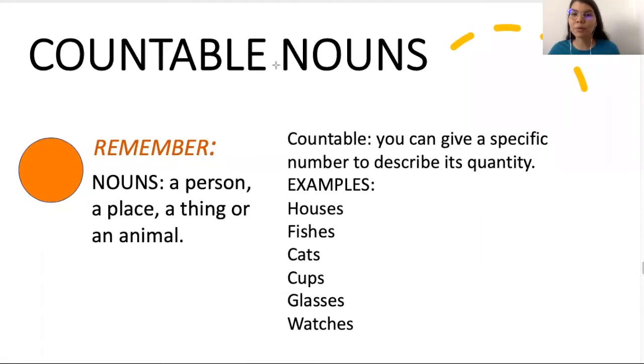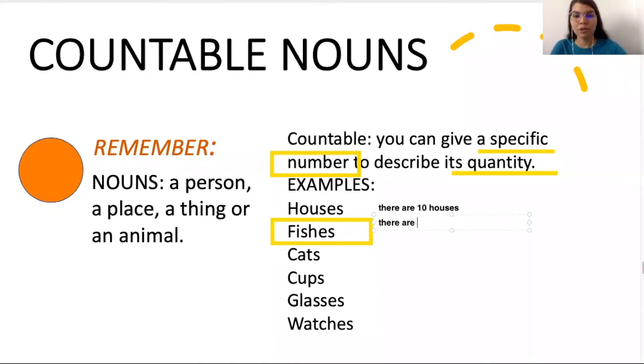A countable noun is any noun you can give a specific number to describe its quantity. For example, houses. We can say, there are 10 houses. Yeah, this is a specific number. Fishes. We can count fish. We can say, there are 3 fishes. We also practice in our previous lesson using there is and there are. So I would recommend looking at that class to practice describing there is and there are.